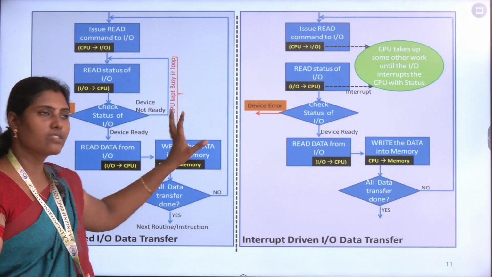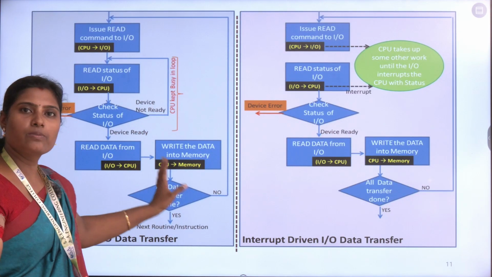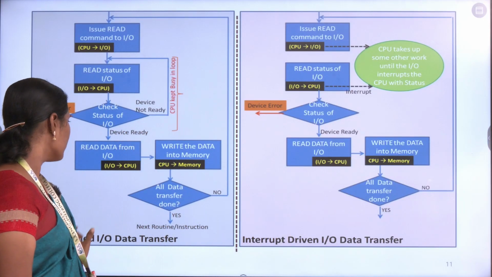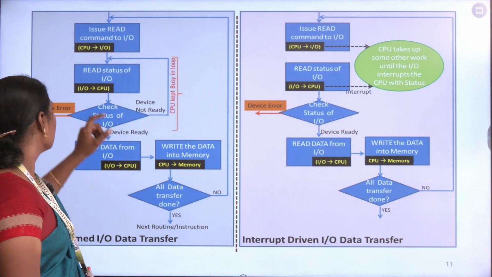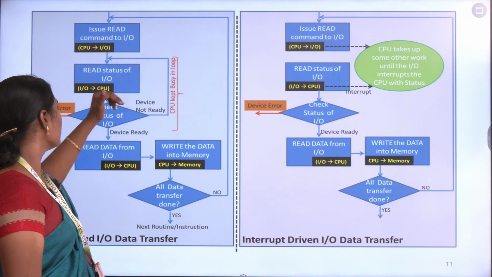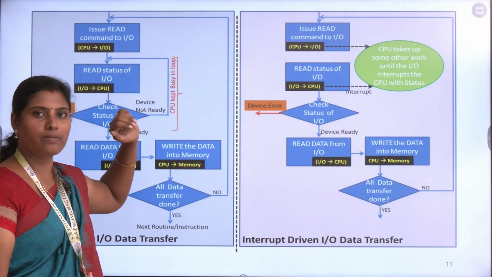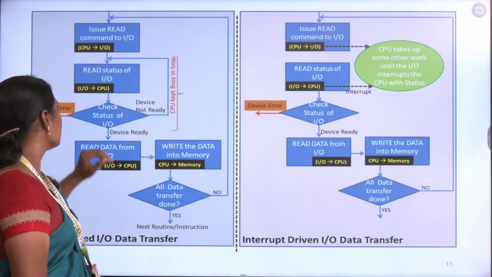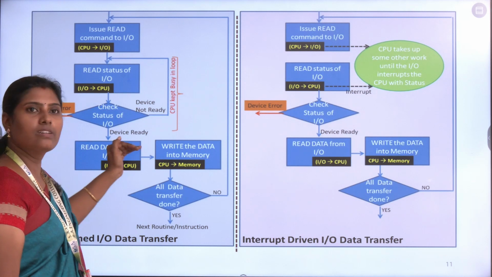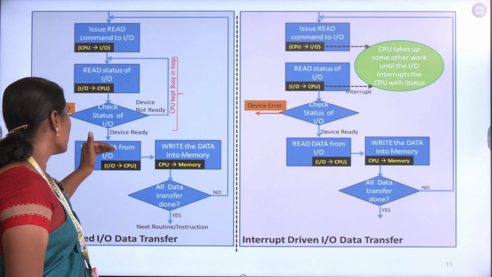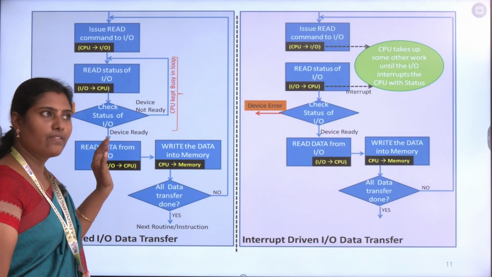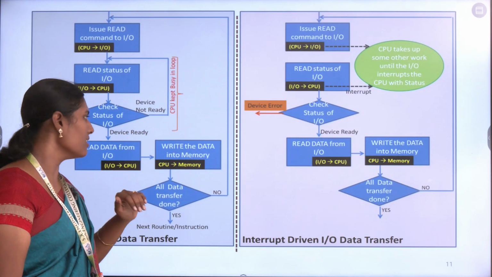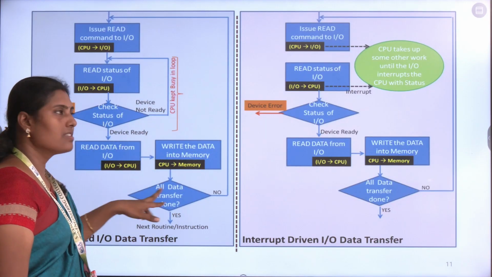So this is a diagram which differentiates programmed input-output data transfer and interrupt-driven input-output data transfer. Here you can see, for a programmed input-output data transfer, we have an issue read command to the input-output device, where the CPU will read the input-output commands from the device and read the status of the input-output device. In case the system is ready to accept the commands, it will send an acknowledgement to the memory, and after receiving the acknowledgement, if the system is ready to receive the data, it will be stored inside the main memory and continue the process in the same loop.